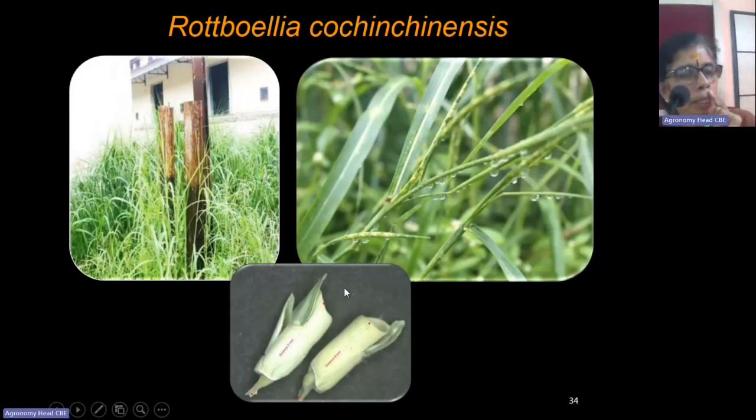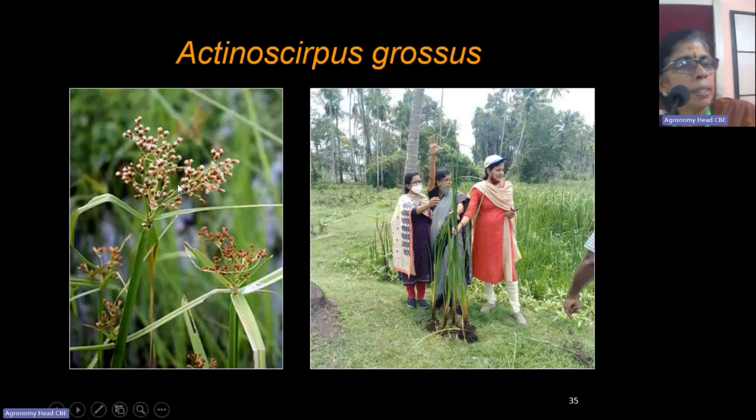So this is another gramineous plant, Rottboellia cochinchinensis, which was taken near the godown. Such weeds mainly come through transport. The inflorescence is like any other grass, but these are the enlarged seeds.